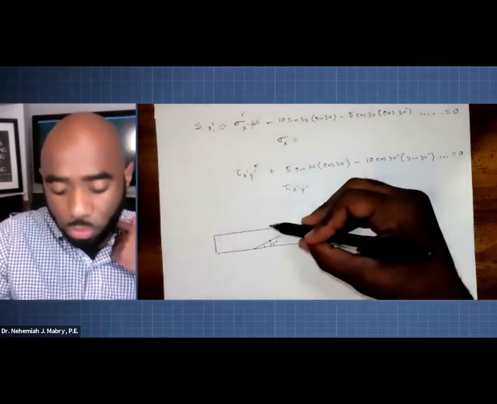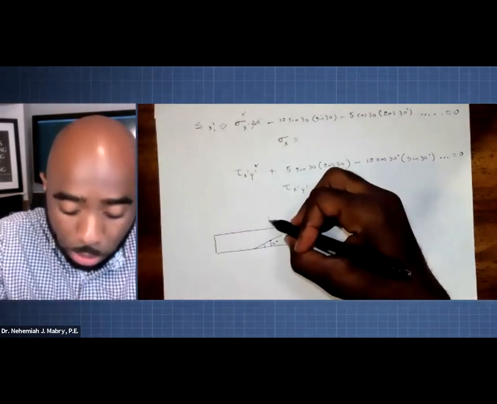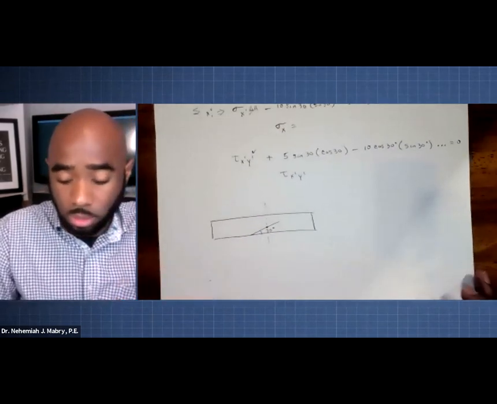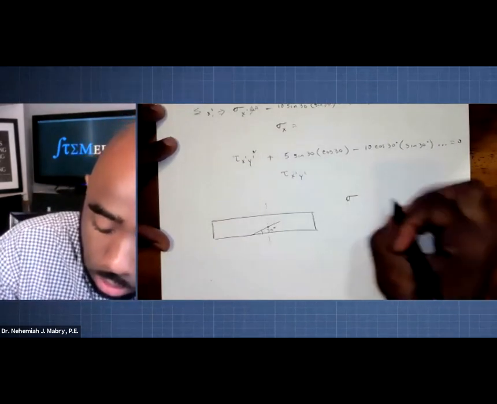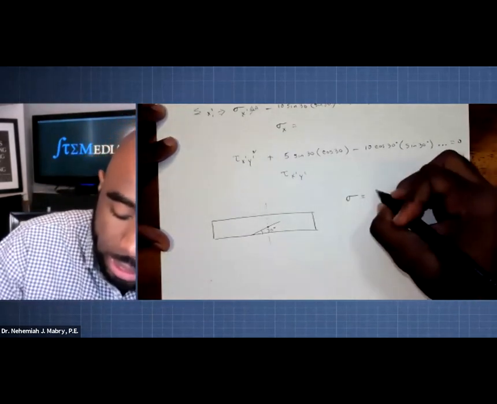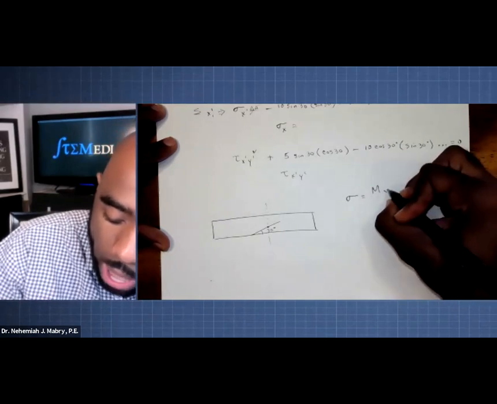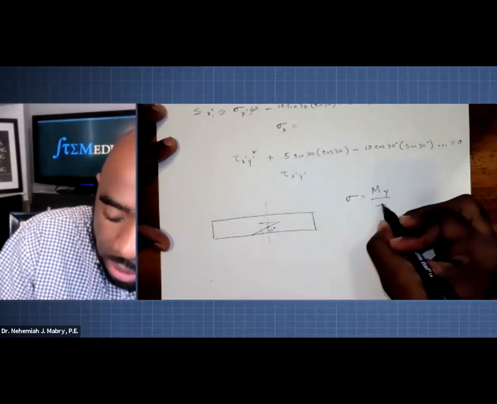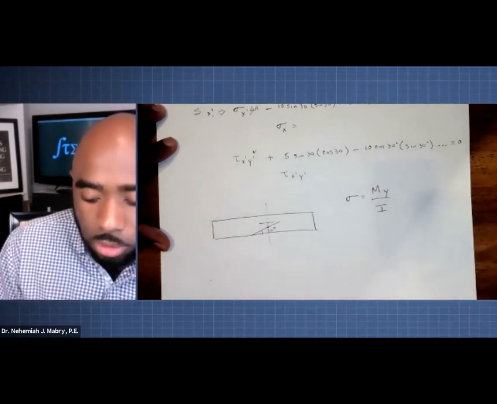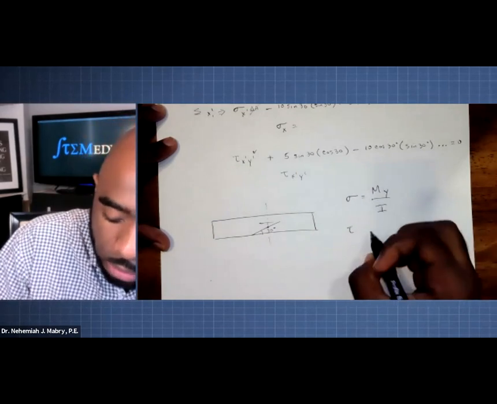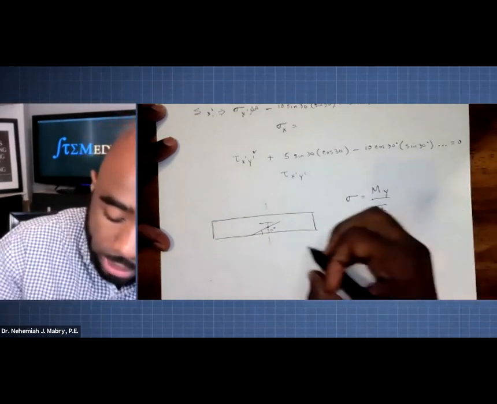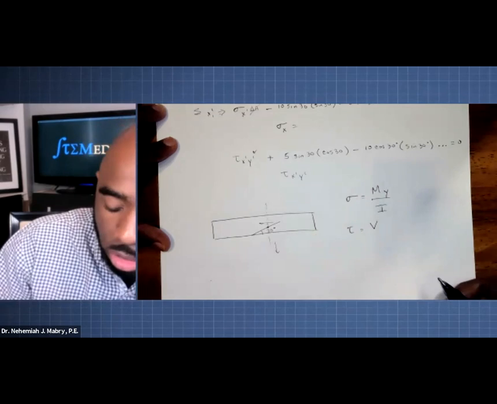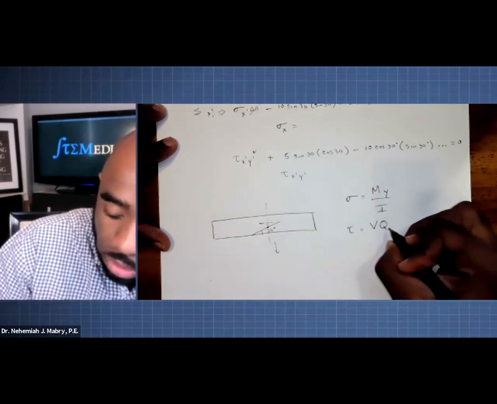Now, what you're going to do if you find a cut here is that you should be able to find two particular things. You should be able to find your flexural stress by taking the internal moment, y, which is the distance from the neutral axis to that D, over I. And then you can also find what we know from earlier in the chapter, your shear stress by taking the V, whatever vertical shear, internal shear force, VQ, right?